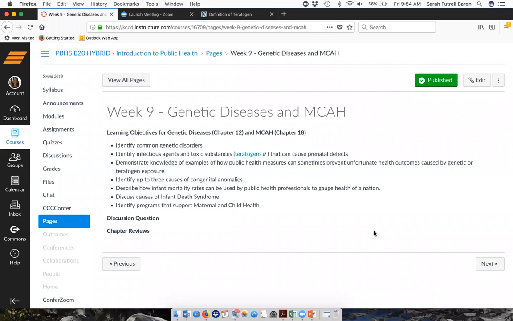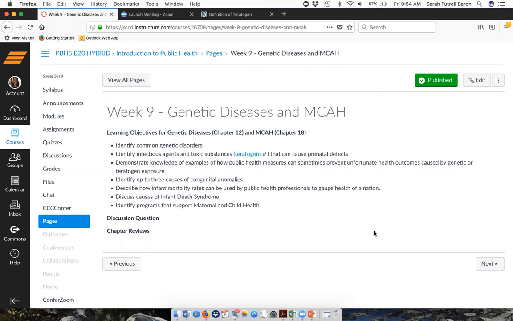Okay, we're going to be going over genetic disorders in maternal child, and it could be adolescent health. It just depends on whether you want to say adolescent or MCAH. And here's the learning objectives. We're going to be hitting genetic diseases in Chapter 12, and then also Chapter 18, the maternal and child health.